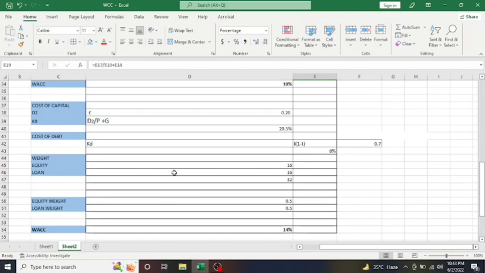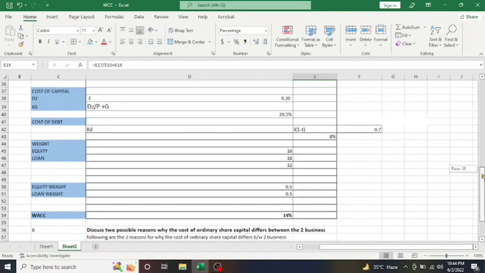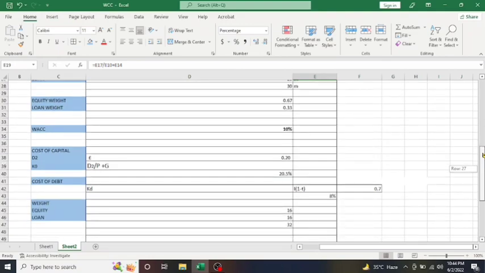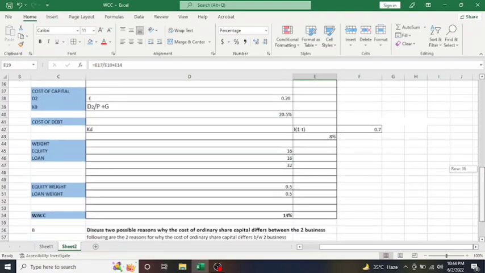Then we are going to use the weights, to find the weight of equity and loan. I forgot to mention that before. We are going to add equity and loan, and we will end up with 32, which is our total, which is our whole capital that we own.